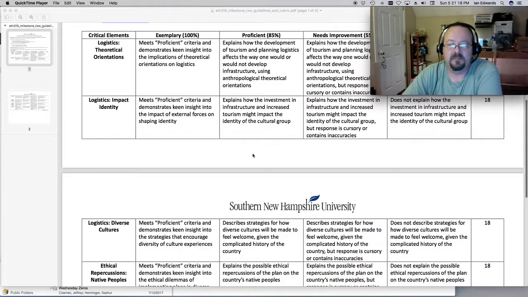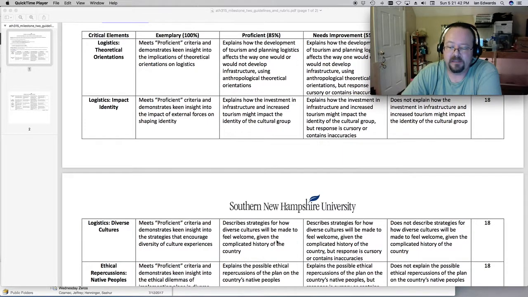This first is the impact to identity, and then another key part to that, in terms of the impacts, external and internal, is you needed to develop some sort of strategy for how your tourists, outside groups, are going to be made to feel welcome in this place, which has a very unique and complicated history.